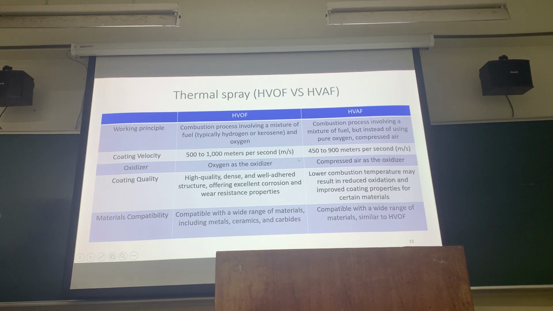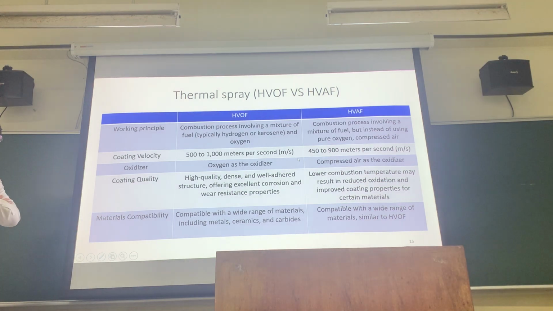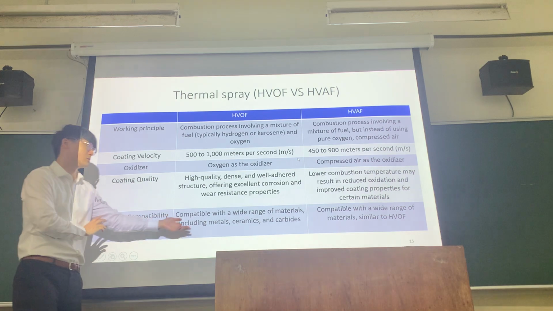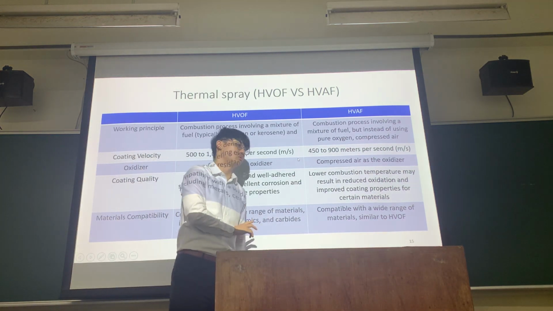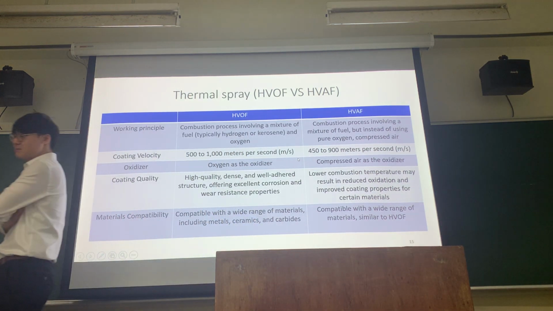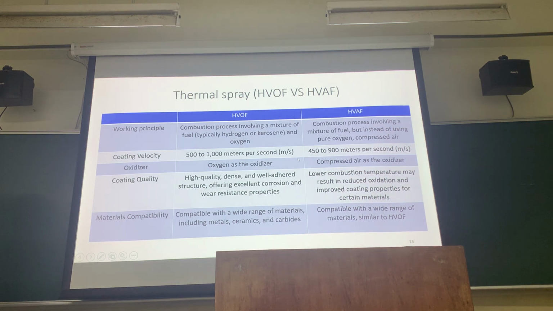There's some pros and cons, right? At the end of the day, you have limited resources. Of course, you can use HVAF. You can still reach the quality you want, right? And then the material compatibility, of course, there's a wide range. Materials include metal, ceramic, carbide. It's also the same wide range, right? Does that make sense to you guys? Okay.